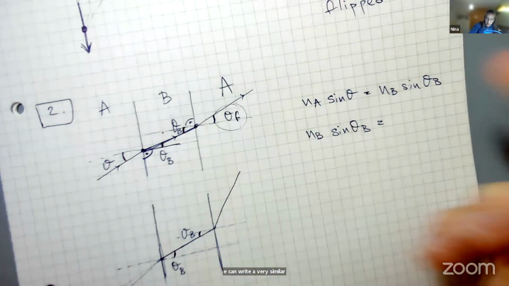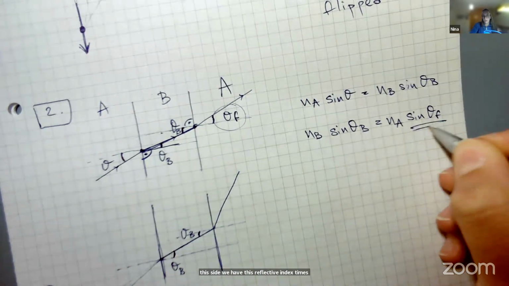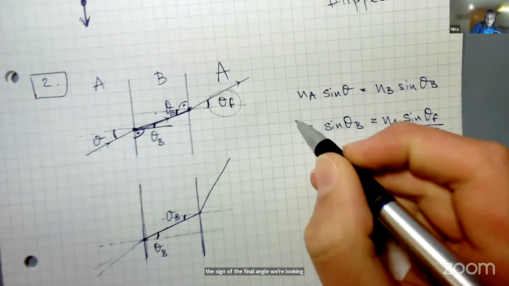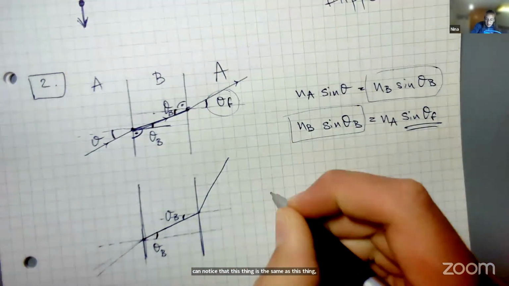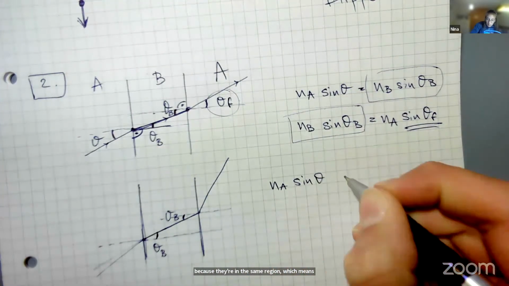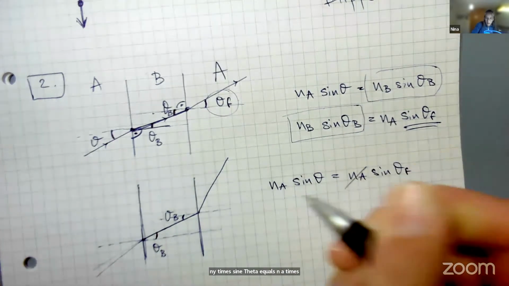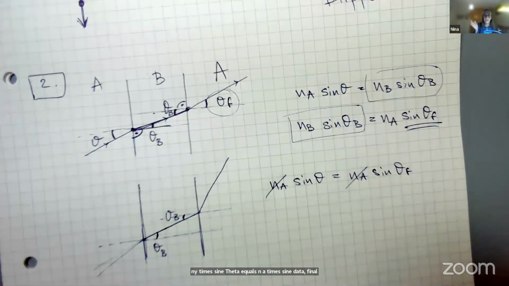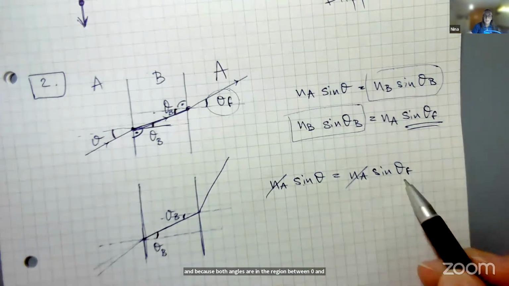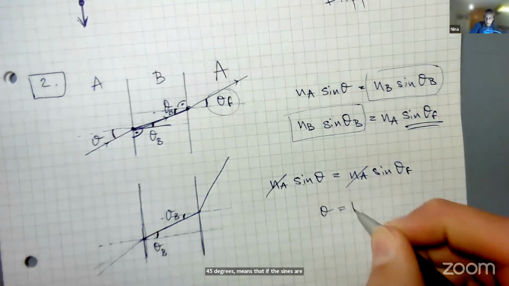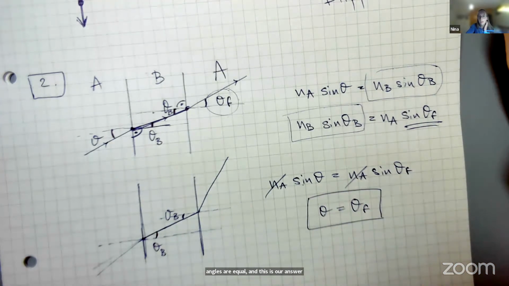And this time, for this side, we have this refractive index times the sine of the final angle we're looking for. But you can notice that this thing is the same as this thing because they're in the same region, which means that NA times sine theta equals NA times sine theta final. And because both angles are in the region between 0 and 45 degrees, that means that if the sines are equal, the angles are equal. And this is our answer.